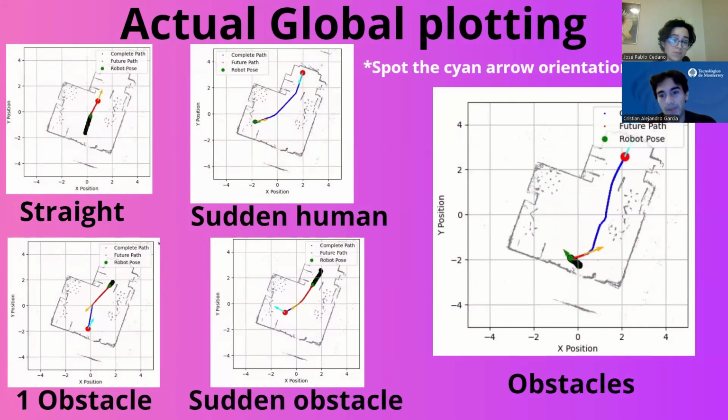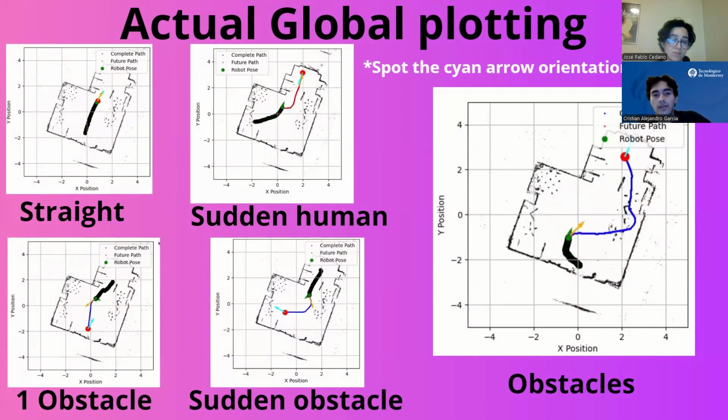The actual plotting. So this is global plotting, and I have to remind you that the causal model uses local information instead of global. We had 5 different scenarios in which we prepared the robot to reach a goal: with one obstacle in the middle, with a sudden obstacle, with a human just popping out of nowhere, with some obstacles in between, and just a straight line.